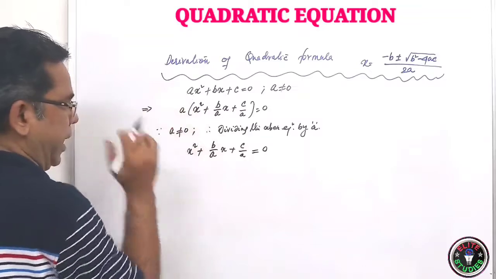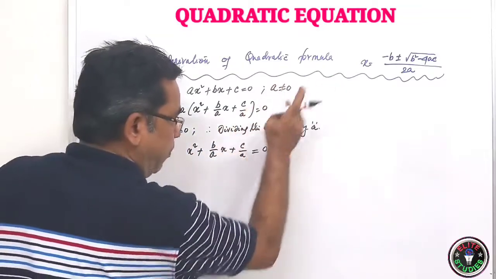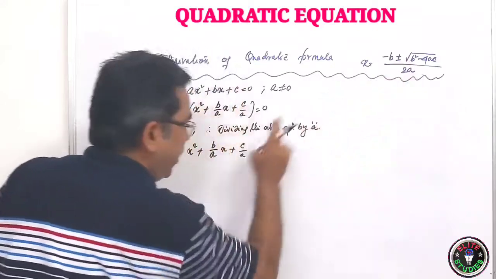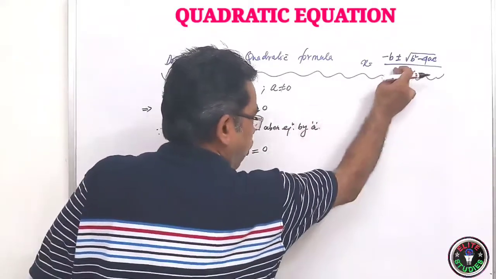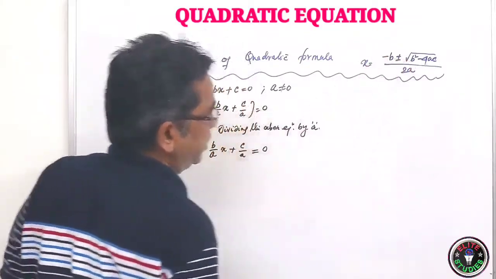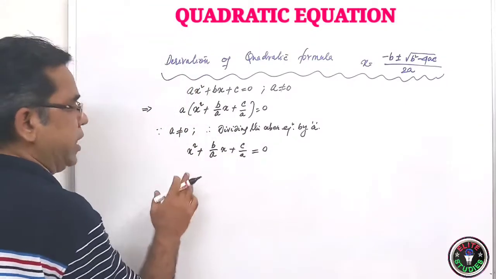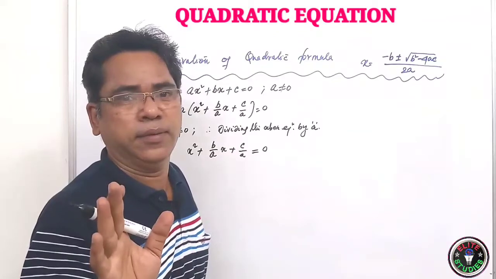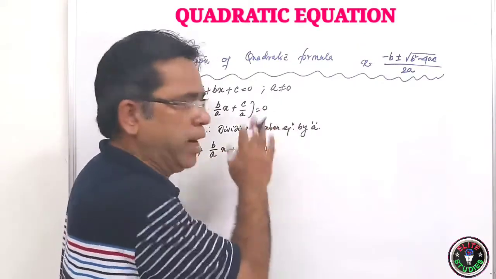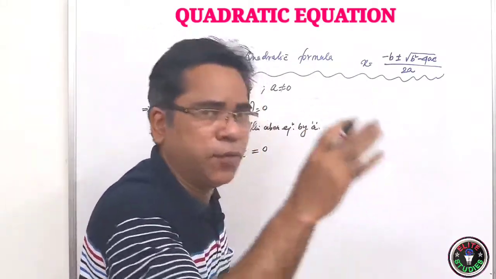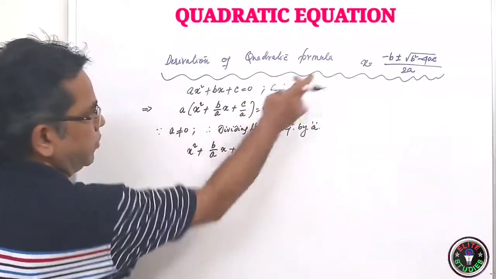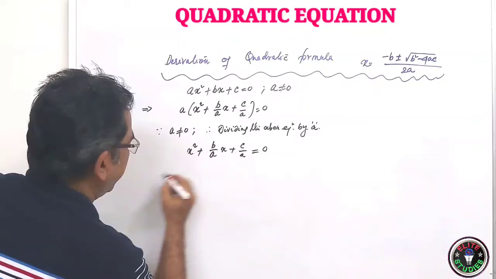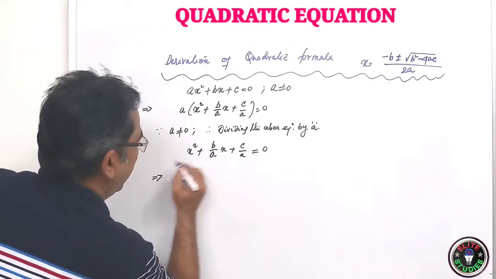Now let me tell you the method by which we will get to this place. This is our destination. The method by which we will derive this equation is actually the completing the square method. We are using that only. By using the completing the square method, we will go to that formula. Now, completing the square method, you see what I have told you.